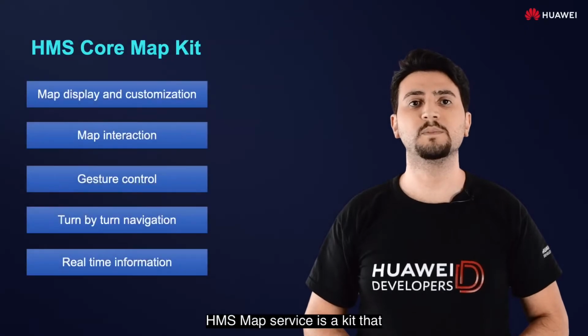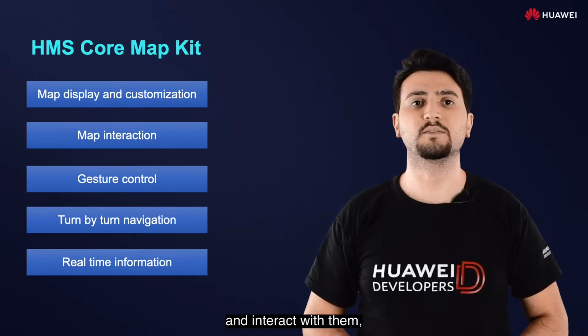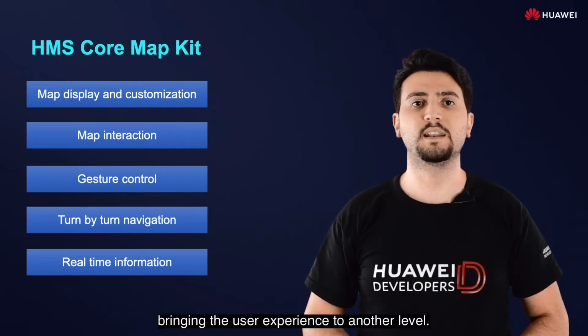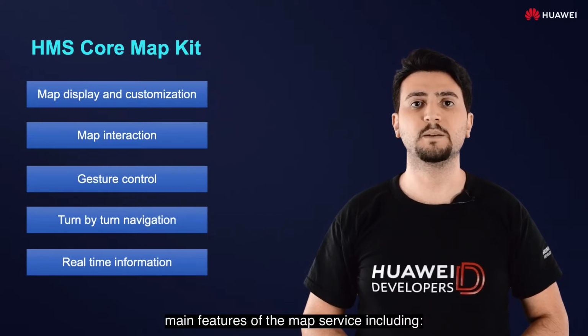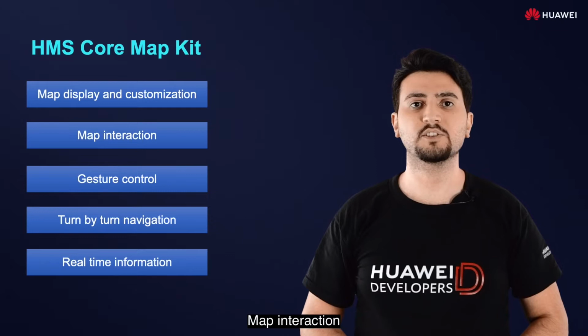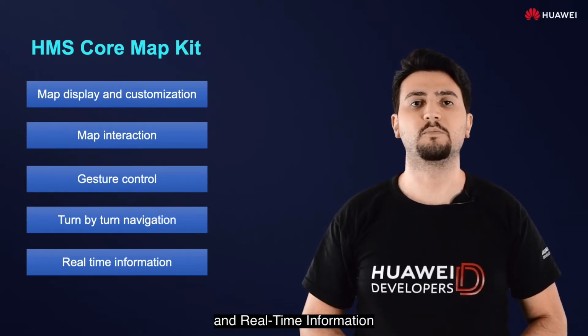Huawei Mobile Services Map Kit is a service that allows us to display maps to the user and interact with them, bringing the user experience to another level. In this video, we will shortly mention the main features of the map service, including map display and customization, map interaction, gesture control, turn-by-turn navigation, and real-time information.